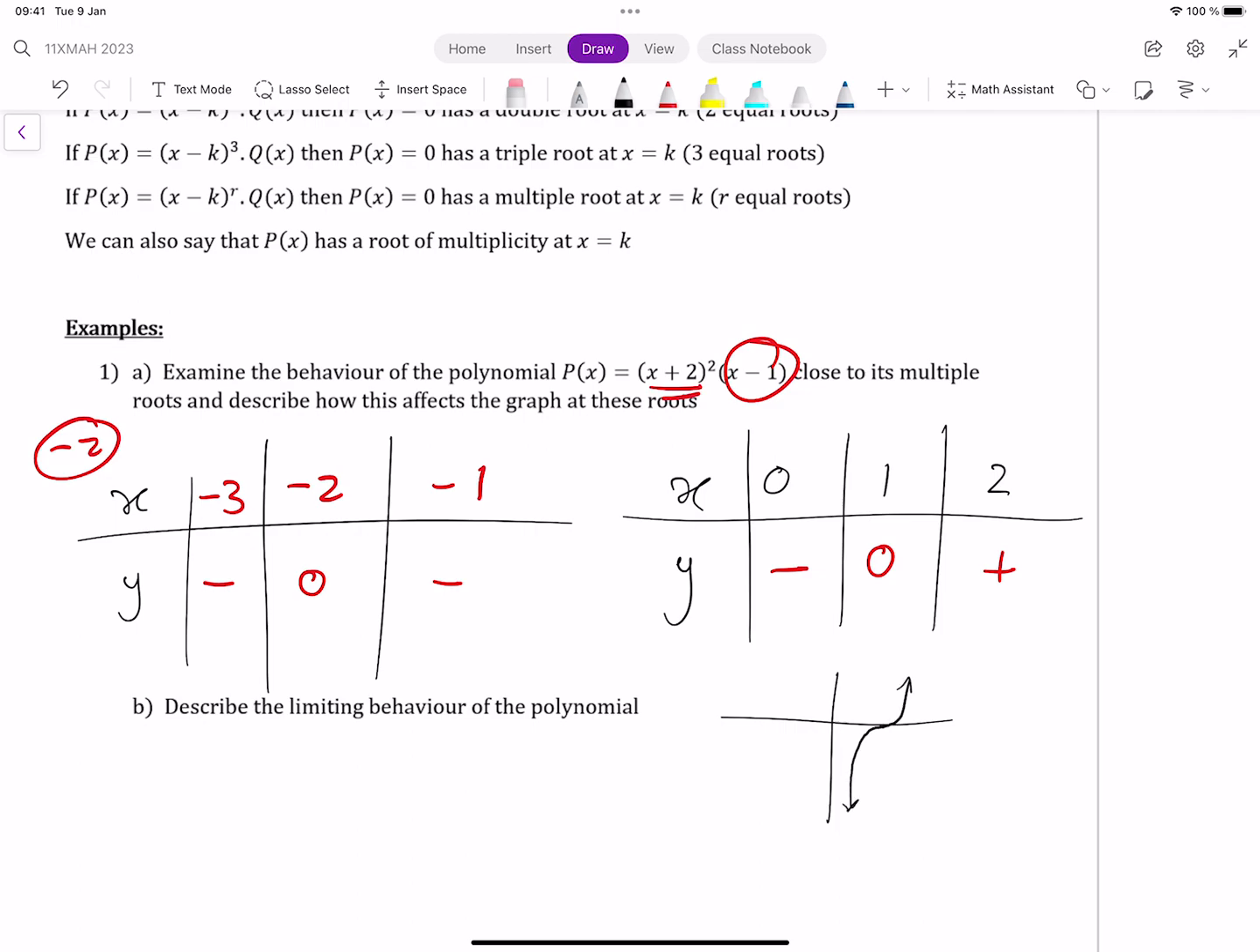So if this second value here was negative, that's not what we expected, because x minus 1 is a singular root, so it has to inflect through the x-axis. Inflect, sorry. So it's a bit squiggly.